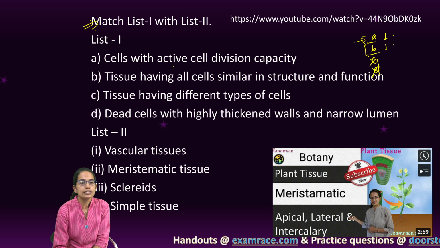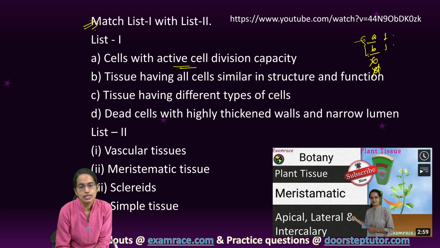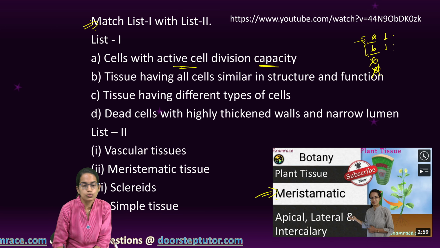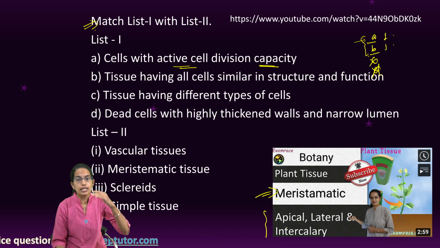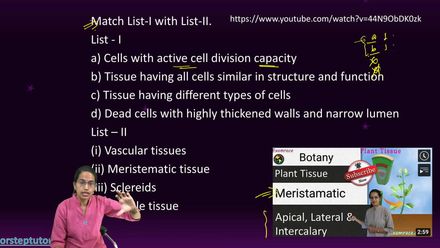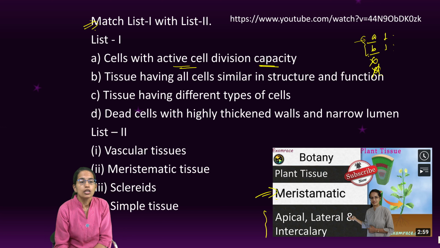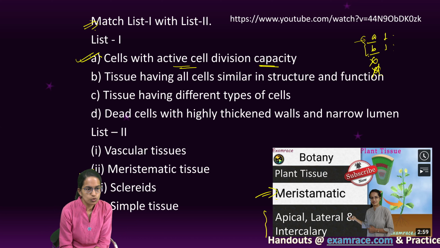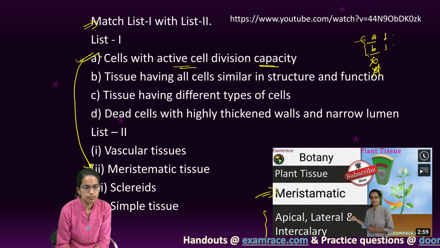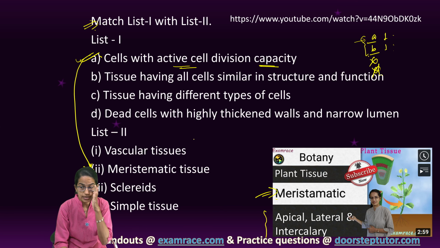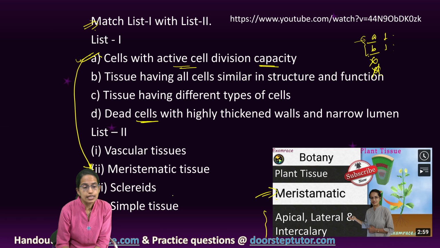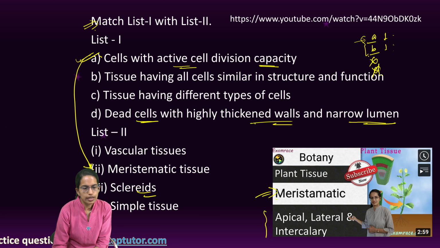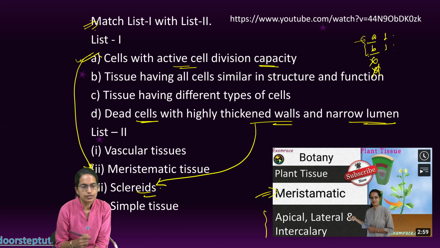So the idea is, which cells have active cell division capabilities? We have understood meristematic tissues, and they are of 3 types: apical, which grows on the tip, lateral, and intercalary between the nodes. This type of cells is called meristematic tissue. So A goes with meristematic tissue. The next is the dead cells. Dead cells are the sclereids, and these have thickened walls and narrow lumen. Again, a very direct match that you can see here.